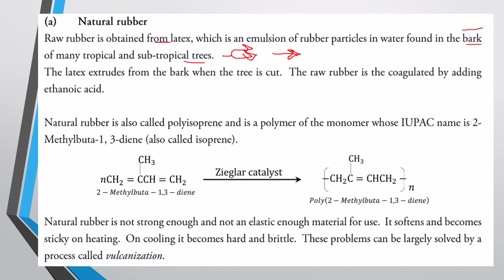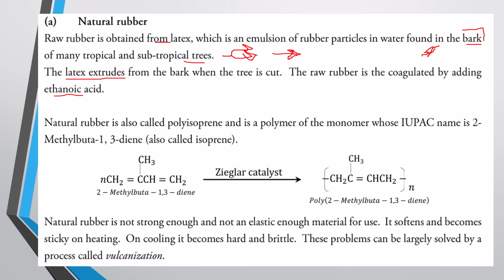The bark of the tree is that tree coating, whereby we get some pipe and then we insert it into that bark, and then rubber, which is unprocessed, starts flowing out, and then it's collected in a separate container, which is later taken to the industries for processing, so that we can obtain that natural rubber. So here we are saying that the latex extrudes from the bark. Now this latex is what we call the unprocessed rubber. It extrudes from the bark of the tree after it has been cut, and then raw rubber is coagulated by adding ethanoic acid. I hope you have understood that.